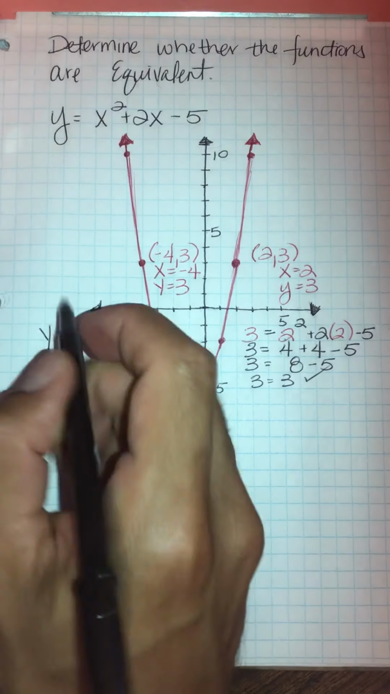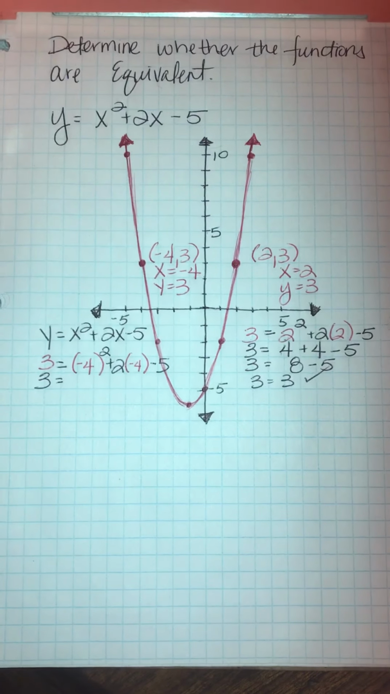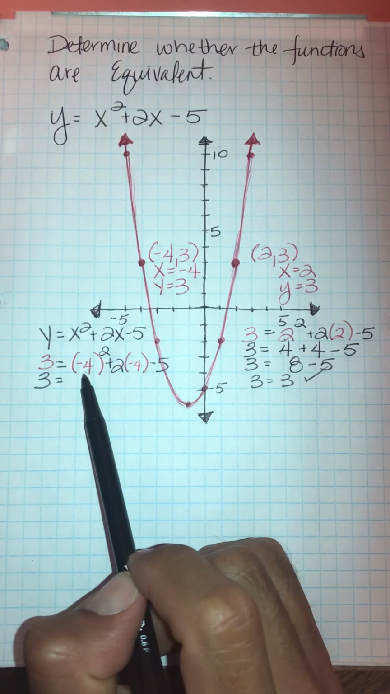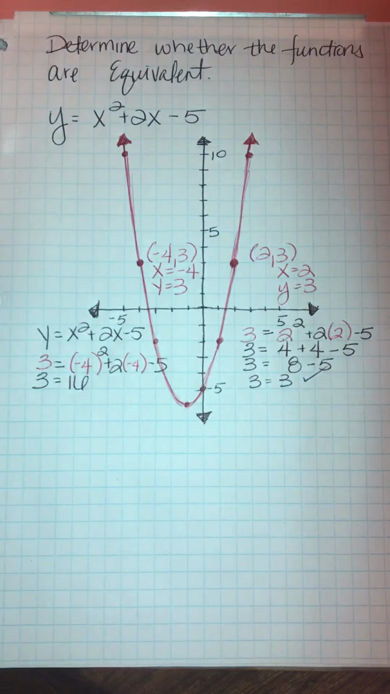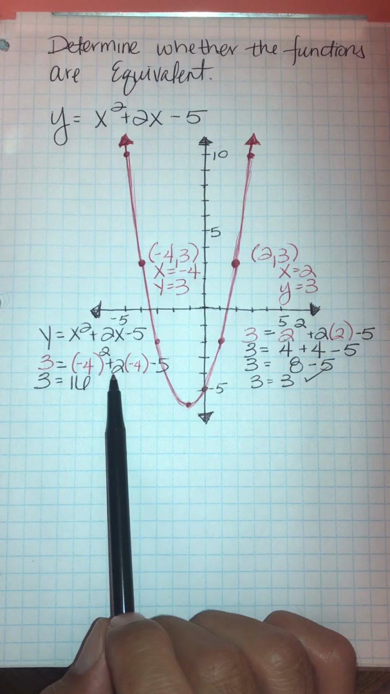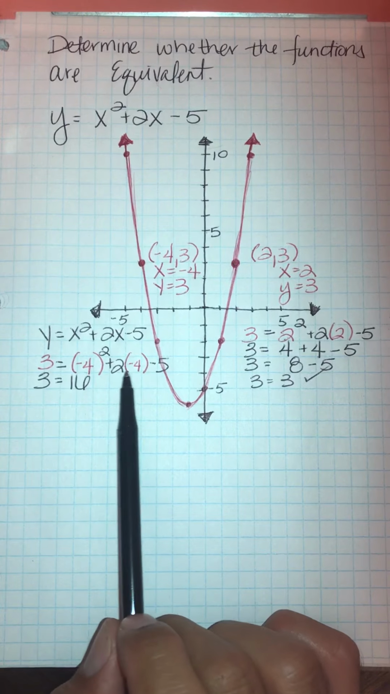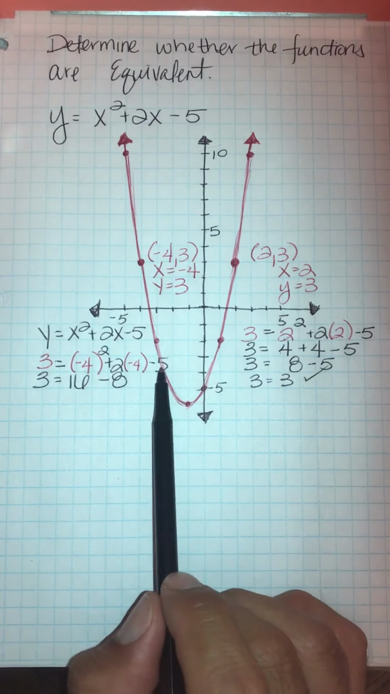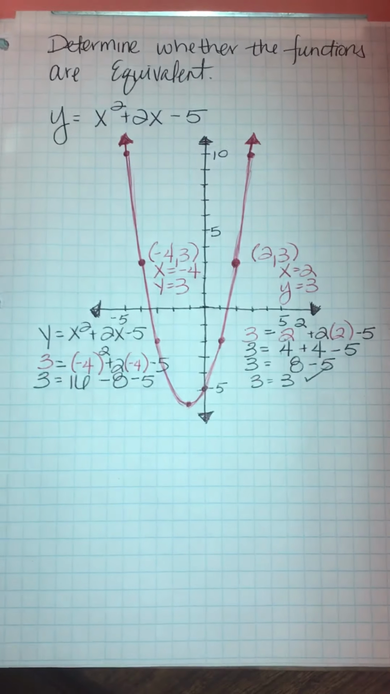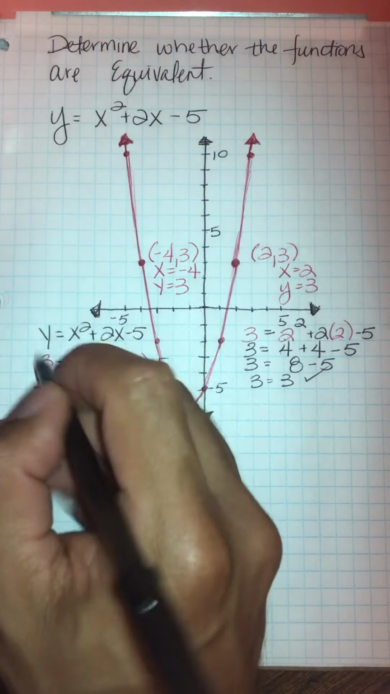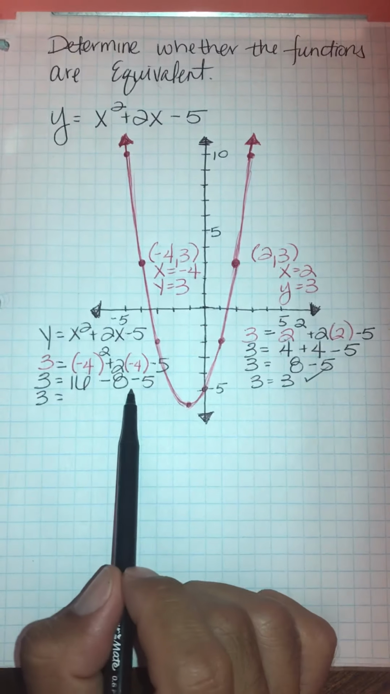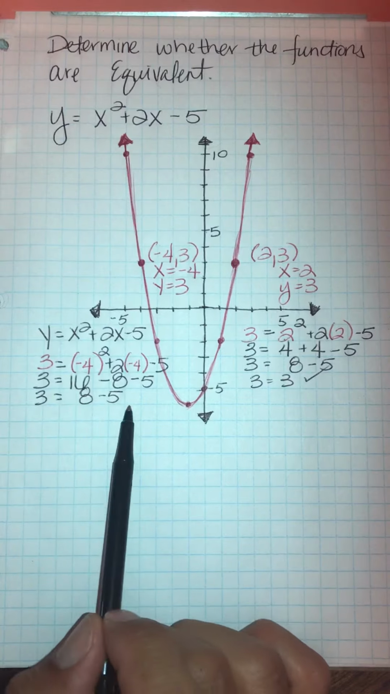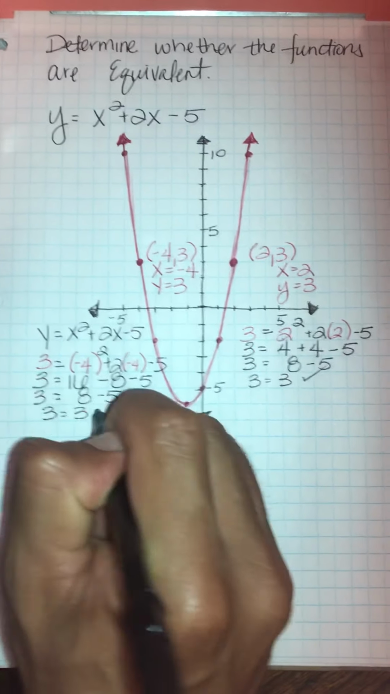We're going to simplify this. Nothing happens to the 3, so bring it down. Negative 4 squared, that's negative 4 times negative 4, which gives us positive 16. Here we have positive 2 times negative 4. A positive times a negative is a negative, so we're going to get negative 8. Bring down the minus 5. We simply simplify. 3 equals 16 minus 8, it's 8, minus 5. And as we see, 8 minus 5 is 3. 3 equals 3, so we're good.